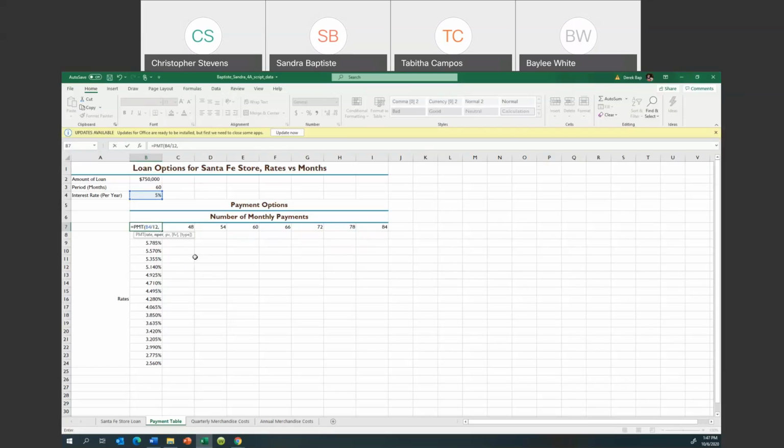So next is the number of payments. Ours is going to be, yes, that's correct. You can click on that. So 60 because it's 60 months. So comma. The next thing is our present value. So how much is the loan going to be worth? So also in B2, yep.